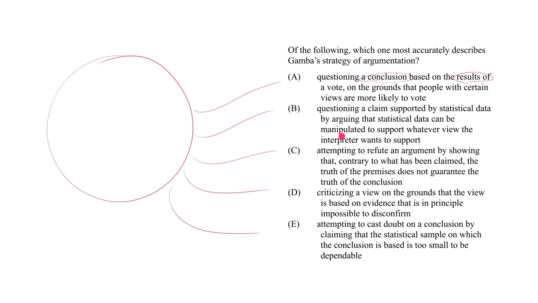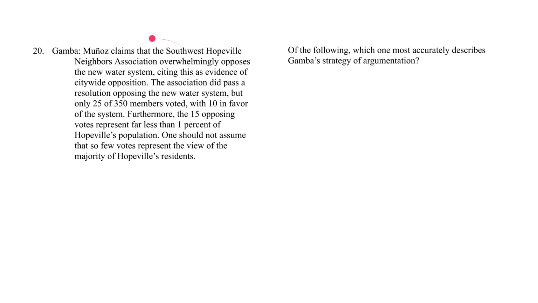Okay, look at B. B is even more abstract. B says questioning a claim supported by statistical data by arguing that statistical data can be manipulated to support whatever view the interpreter wants to support. This doesn't even have to be a vote, right? A is more particular, less general than B, because A at least gave us some substance. We're talking about a vote. B is even more abstract. Any claim supported by statistical data could potentially fit with what B is saying. That's what I mean when I say these are the cookie cutters, right? They're the shapes from which specific cookies, specific arguments, are made. All right, let's get on with this actual argument and see how this all actually works out.